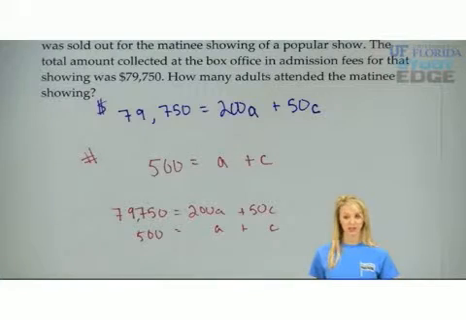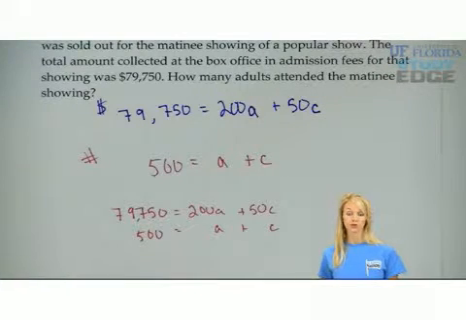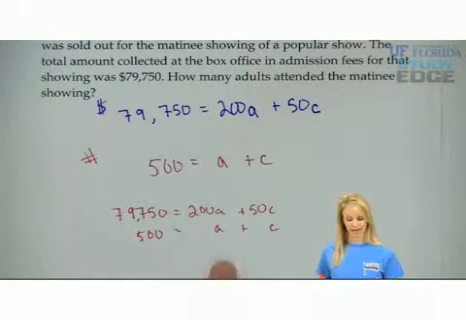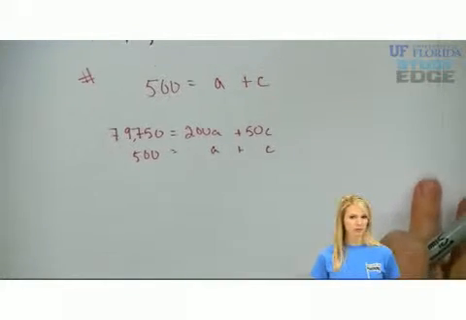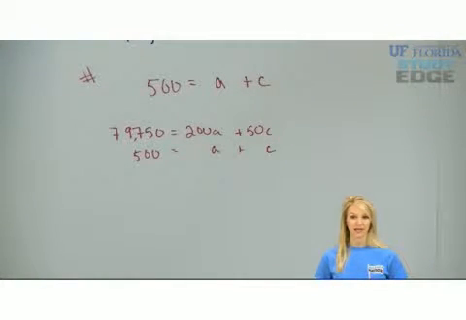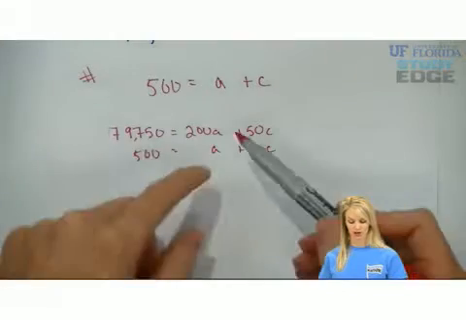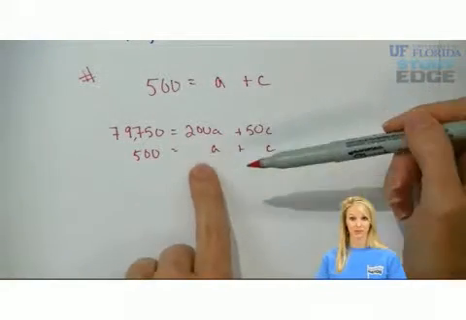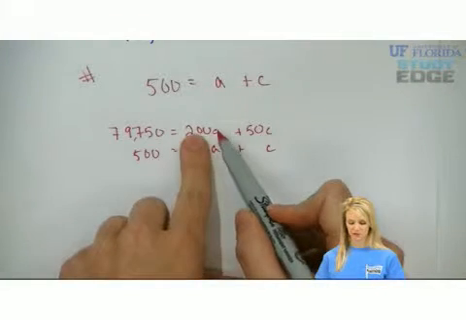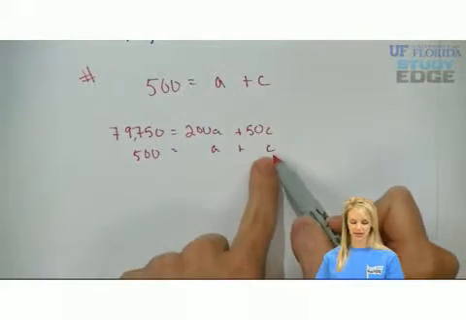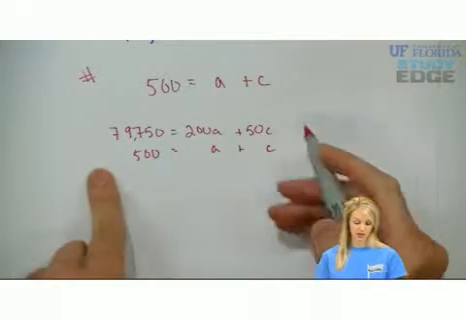Now, how do you want to solve this problem? Well, you could solve it by substitution, by getting A or C by itself and plugging it into your first equation, or we could solve by elimination. So let's do elimination. If we want to solve by elimination, we need to make sure that one of our terms cancels out, right? We need to make sure that our A's cancel out or our C's cancel out. If I have 200A here and A here, 50C here, and just C here, what can I do?